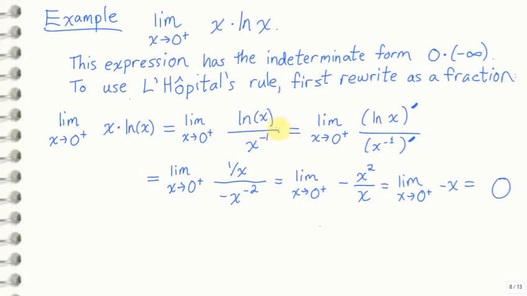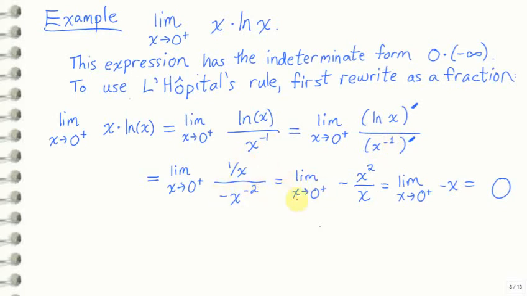Since this is indeterminate, this is infinity divided by infinity in this case, L'Hopital's rule says the limit is the same as when I do the derivative of the numerator and the denominator. The derivative of ln x, that's 1 over x. The derivative of x to the negative 1, that's negative x to the negative 2. And now I recalculate the limit.